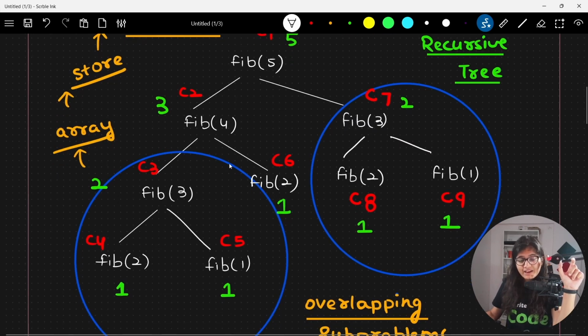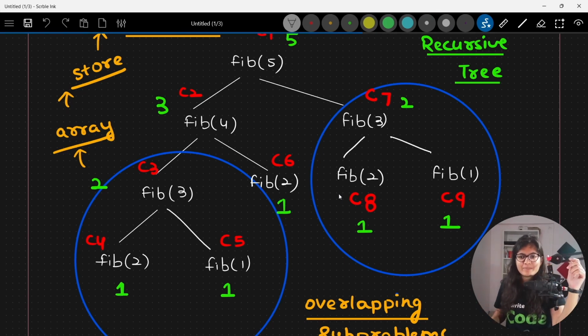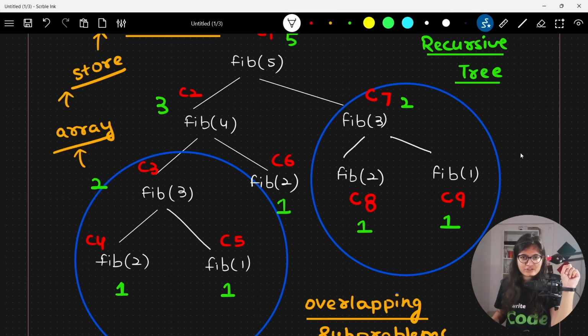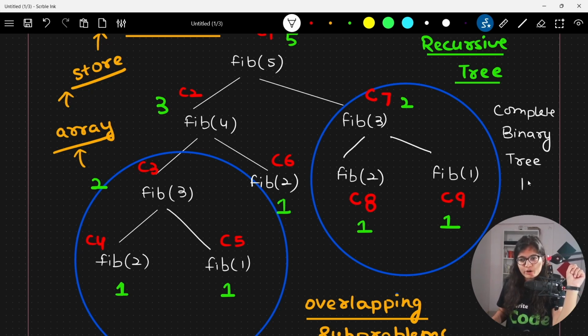How? Because here, if you observe, we are getting in some way a CBT kind of format, a complete binary tree. The recursive tree which you form is always of the form of a CBT that we have discussed in our heap data structure. So whenever we have a complete binary tree, can you tell what is the number of nodes at that point?